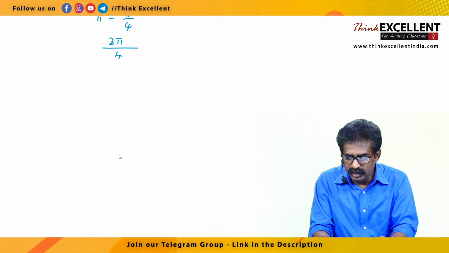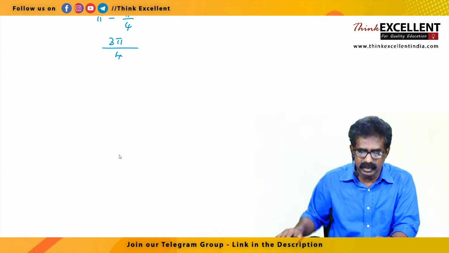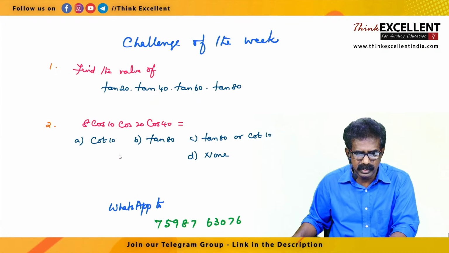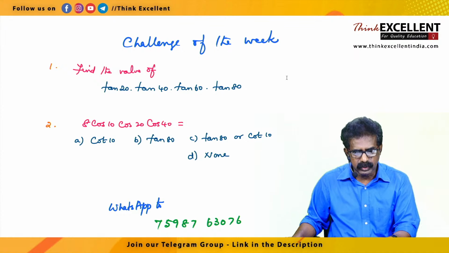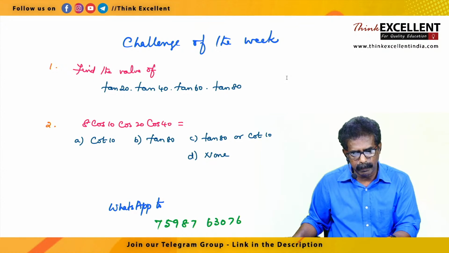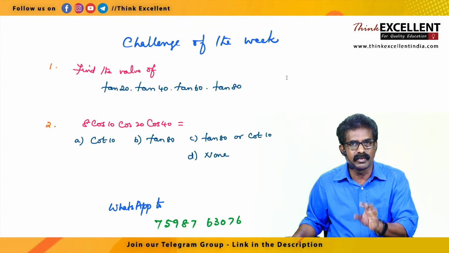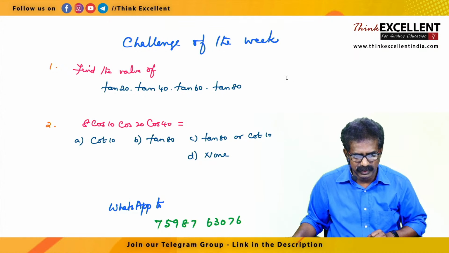Now the questions for this week. Two simple questions. Find the value of tan 20, tan 40, tan 60, tan 80. Second question, 8 cos 10, cos 20, cos 40 equal to, 4 options are given. Whenever options are given, you have to be very careful. Okay, so these are the two questions.